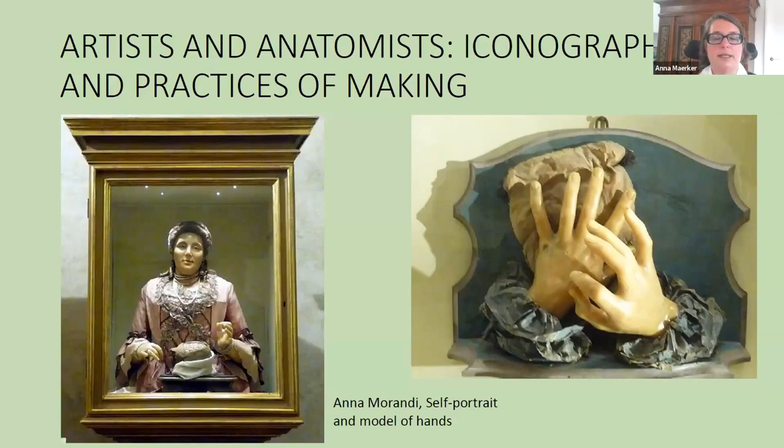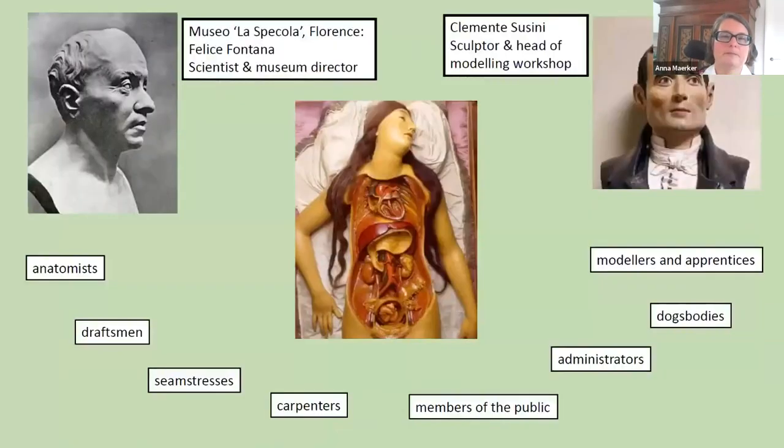Artists and anatomists engaged in extensive debates about the perceived tension between the anatomist's quest for accuracy of representation and the artist's desire to achieve elegance of form, as the anatomist and educator John Bell put it. And here's one such example. This is a very schematic setup of the production process at the wax model workshop of the Museo La Specola in Florence in the 18th century. And you can just see some of the players here.